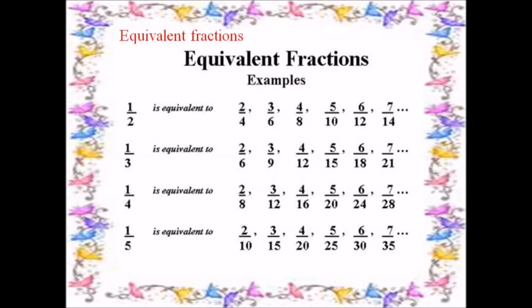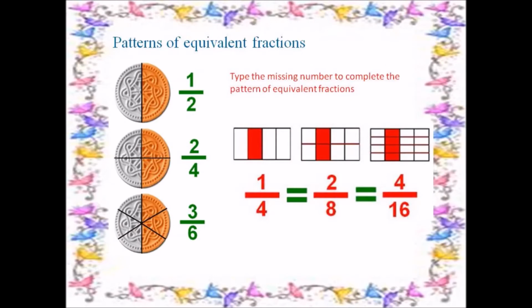In the same way, 1/3 is equal to 2 by 6, 3 by 9, 4 by 12, 5 by 15, 6 by 18 and 7 by 21. 1 by 4 is also equivalent to 2 by 8, 3 by 12, 4 by 16, 5 by 20, 6 by 24, 7 by 28. 1 by 5 is equal to 2 by 10, 3 by 15, 4 by 20, 5 by 25, 6 by 30 and 7 by 35.